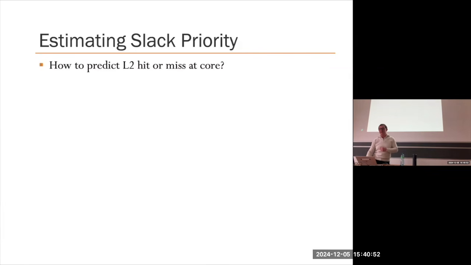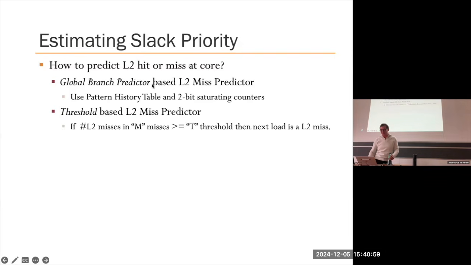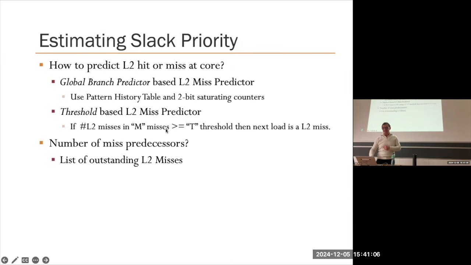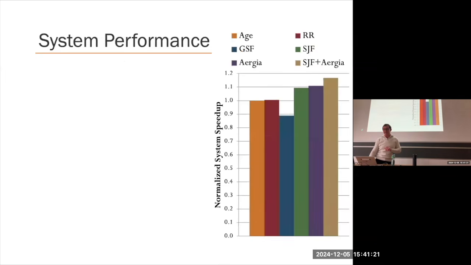So how do you predict whether you get an L2 hit or miss at the core? We have an L2 miss predictor, but we have a better one with Hermes today. So maybe this needs to be done better. And it's a threshold-based L2 miss predictor that I'm not going to talk about. You can find it. And you compute the number of miss predecessors by using a list of outstanding L2 misses. And we do the hop estimate essentially assuming XY routing in this case. So we're very simplistic in our estimation, but even simplistic estimation actually provides better performance. I'll give you very quickly the performance results.